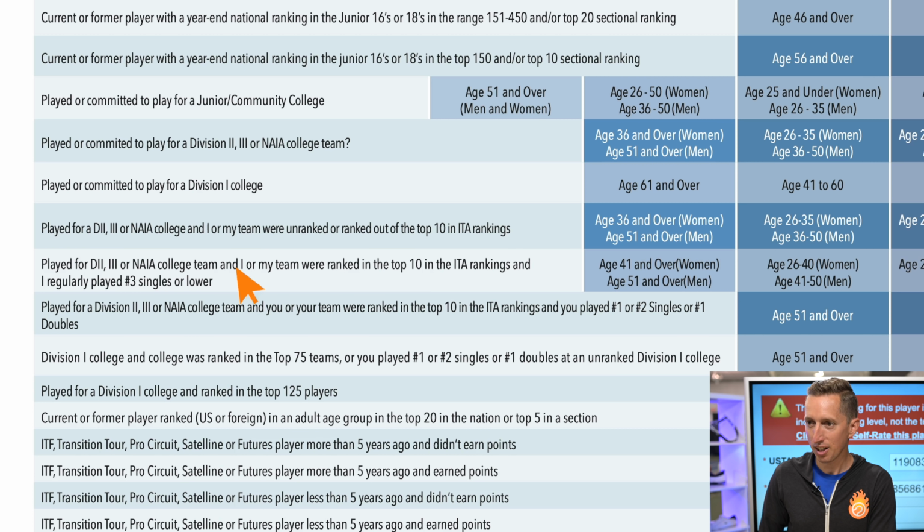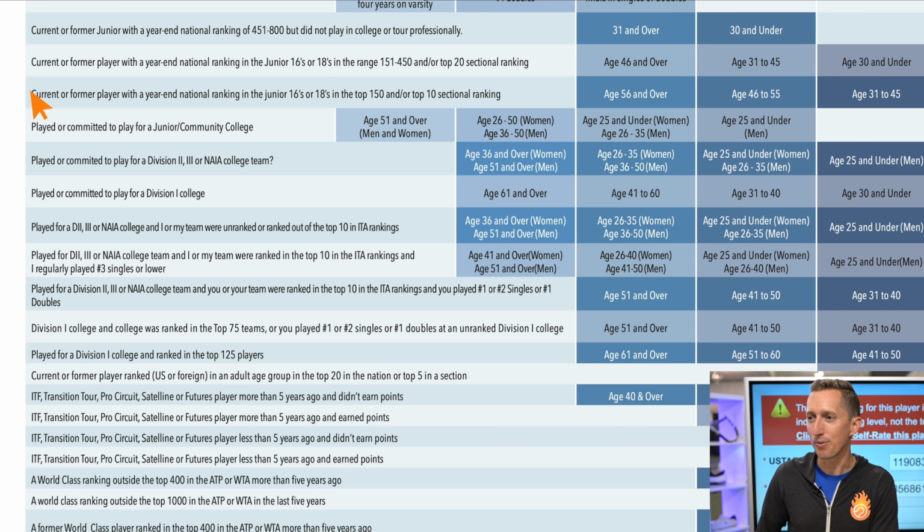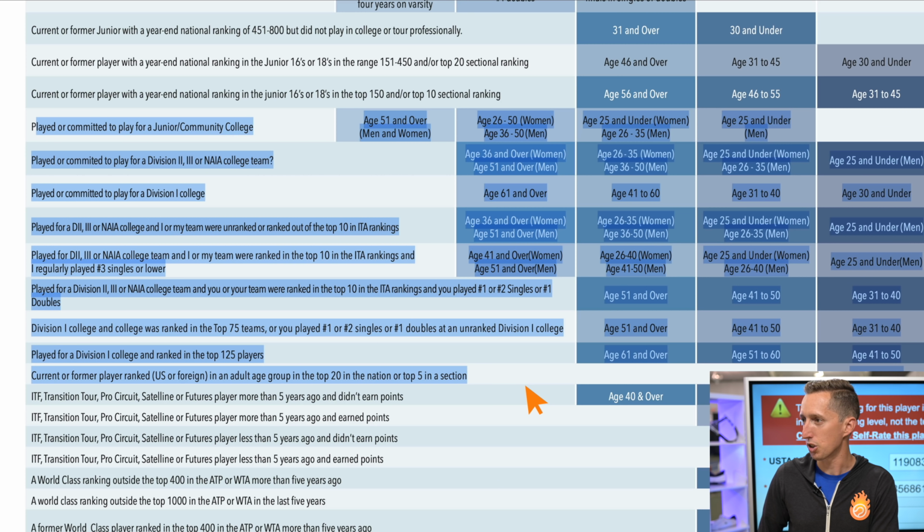were ranked in the top 10 ITA rankings, regularly played number 3 singles or lower, played for a Division 2, 3 team, and you're ranked top 10 and played 1 or 2 singles or number 1 doubles. Division 1 college ranked top 75 teams, where you played number 2 singles, number 1 doubles, at an unranked Division 1 college, played for a D1 college ranked top 125 players, current or former played ranked in adult age group. But look at all these, man, this is just crazy. All these different guidelines for if you're a college athlete.